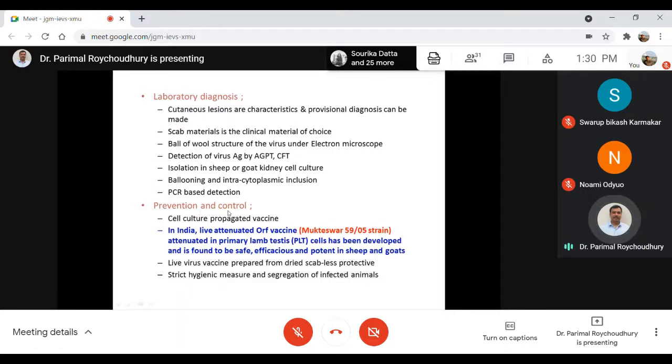For prevention and control, cell culture propagated attenuated vaccine strains are available. One such strain which is used in India is the Muktesar 59/05 strain.